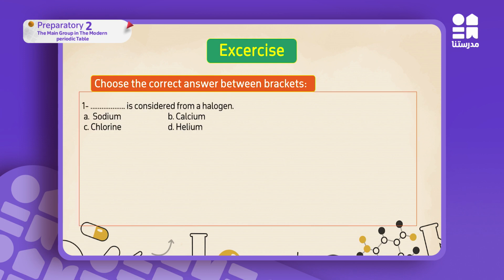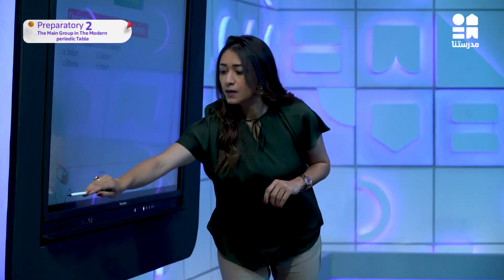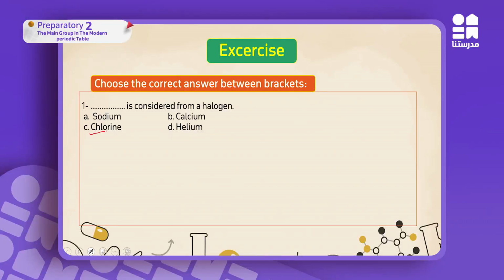Let's take our other question. This is a choose type kind of question. بيقول لي choose the correct answer between brackets. Who's considered a halogen? Sodium, calcium, chlorine, helium. Of course, chlorine. Of course, the answer will be chlorine.